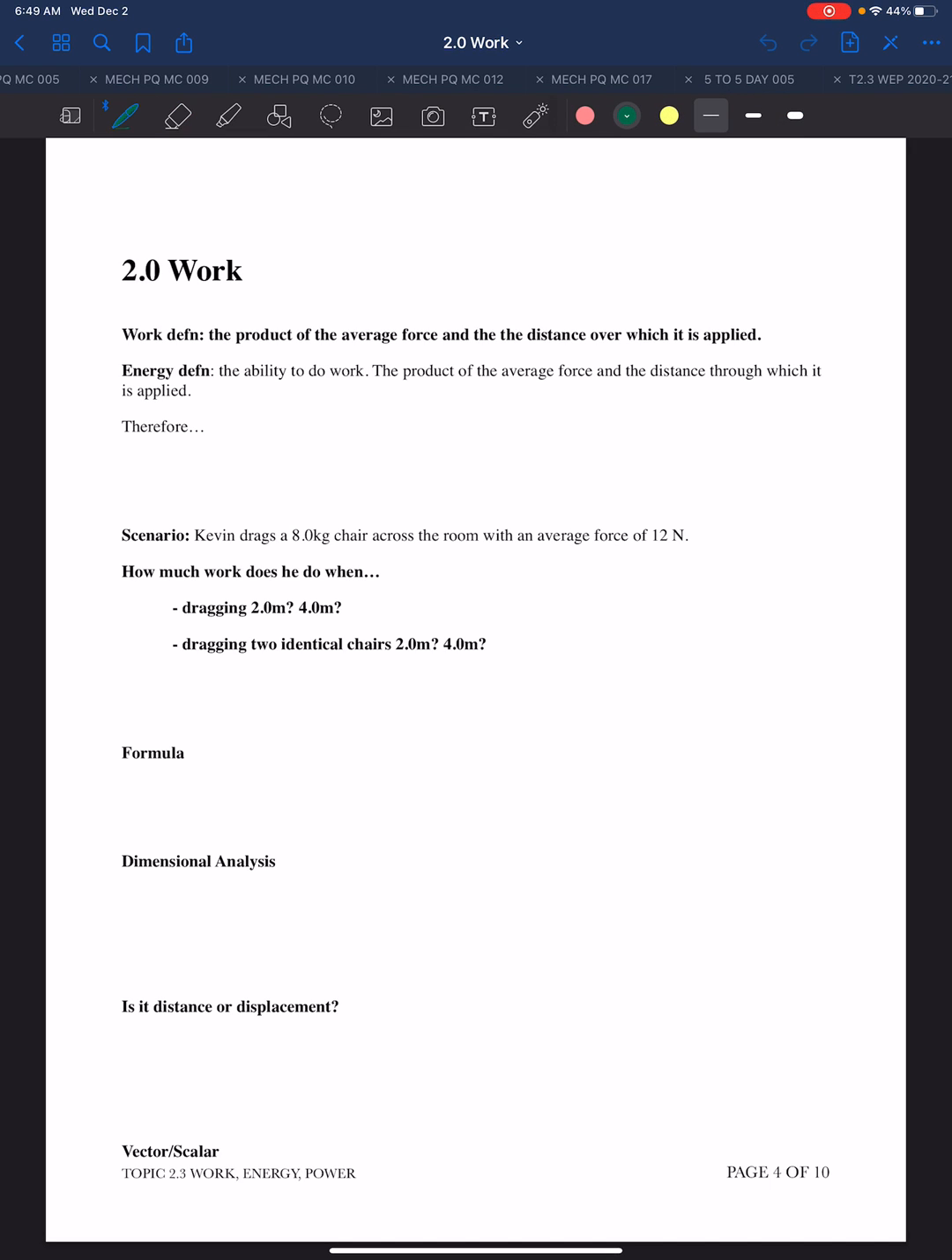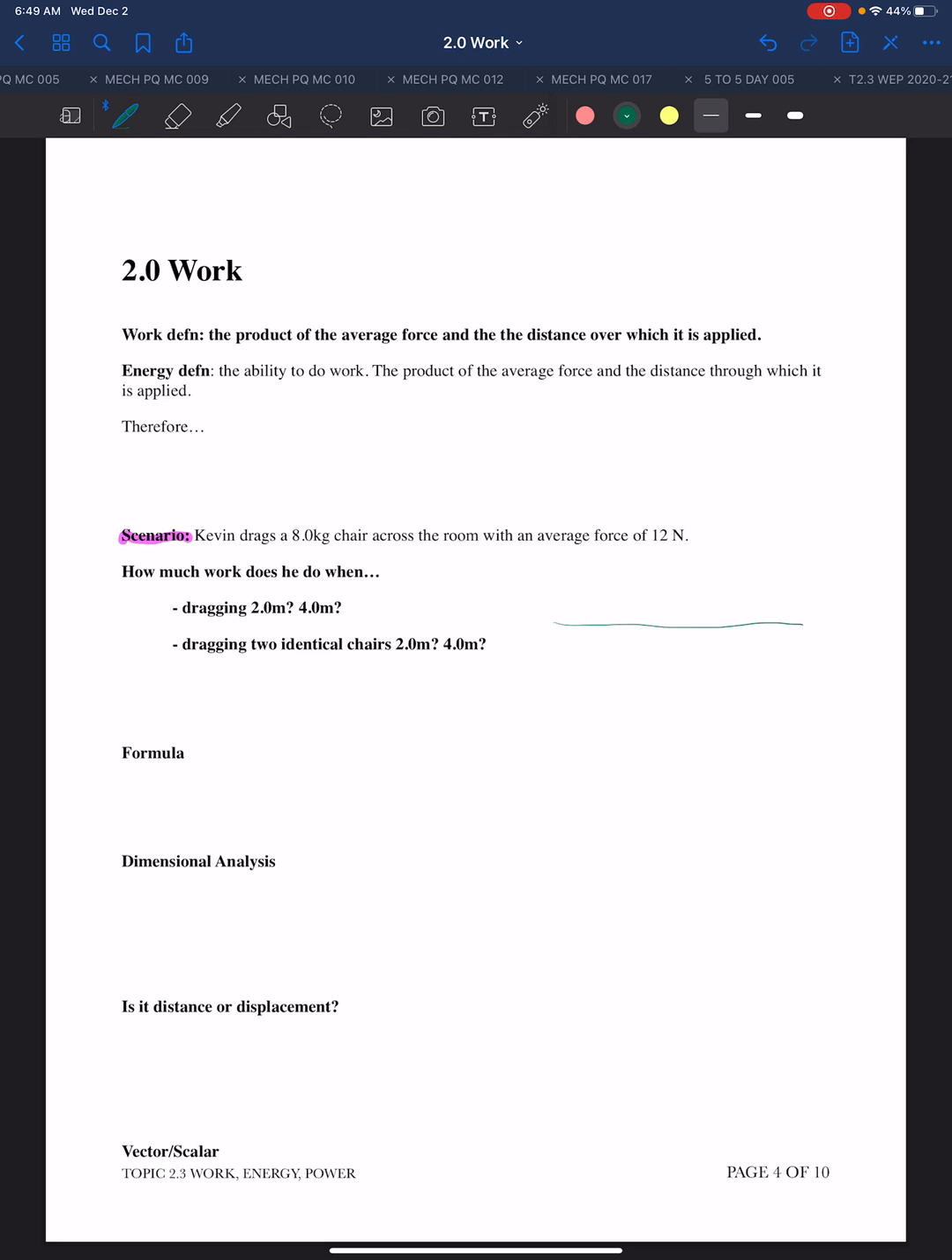In this installment, we will look at work. I want to first start with this scenario of Kevin. So Kevin has a chair that has a mass of 8 kilograms. He drags it across a room with an average force of 12 newtons. So let's just put the numbers aside and see if we can understand what's going on here.